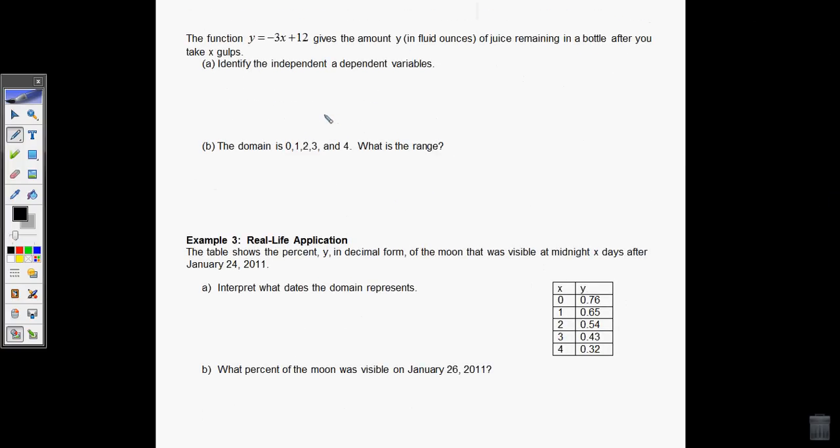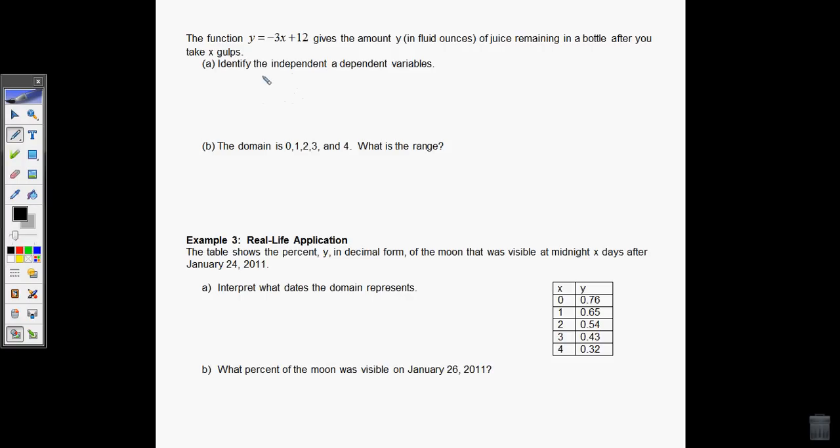Now let's take a look at some of that in an example. The function y equals negative 3x plus 12 gives the amount y in fluid ounces of juice remaining in a bottle after you take some x size gulps. Identify the independent and dependent variables.